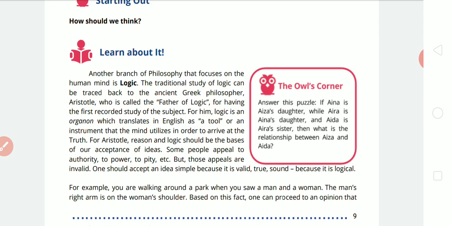So, therefore, we should accept an idea because it is valid, true, sound, and that is because it is logical.